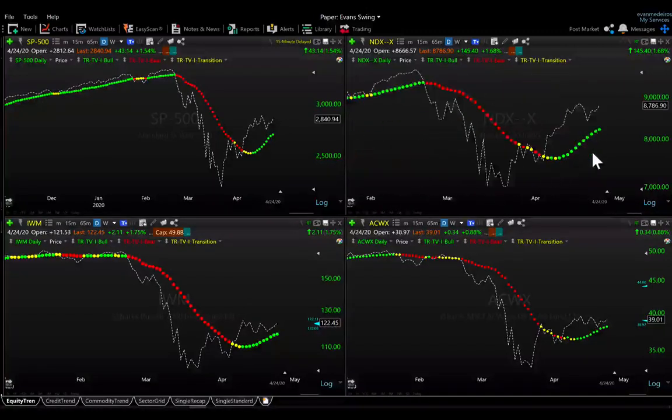NASDAQ, same thing here. You can see also a nice, healthy transition. It was one of the first to transition up and has been in this bounce mode. Look at the IWM here. You can actually tell by the distance of these dots how close they are to one another.